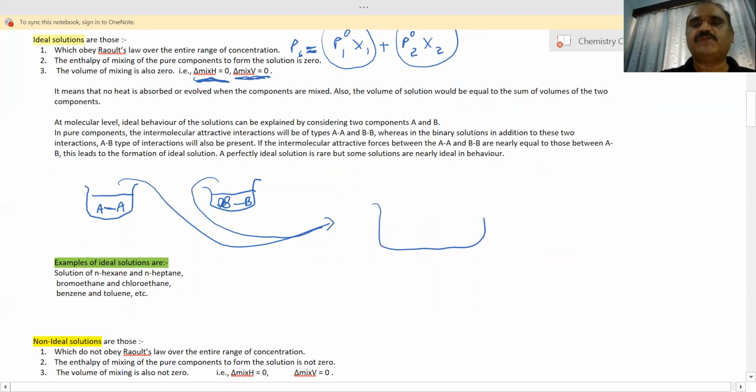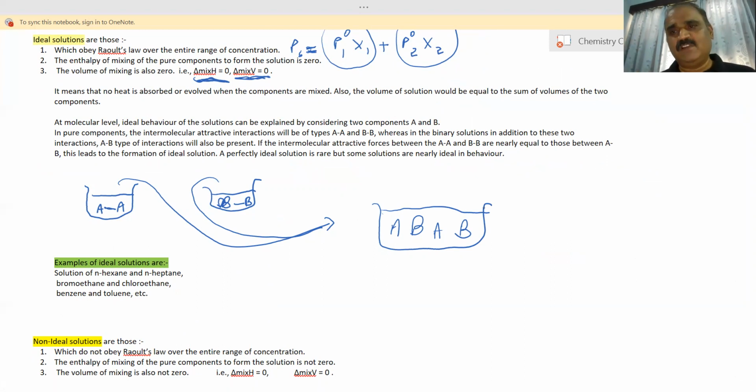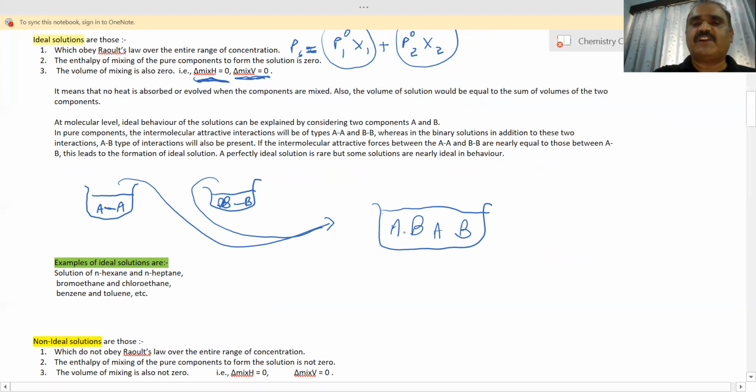Now a solution is formed. Solution means that A and B components have mixed uniformly. It is a homogeneous mixture. Solution is a homogeneous mixture. Now A and B molecules have uniform distribution. They are homogeneous. That means that intermolecular forces of attraction are now among A and B.